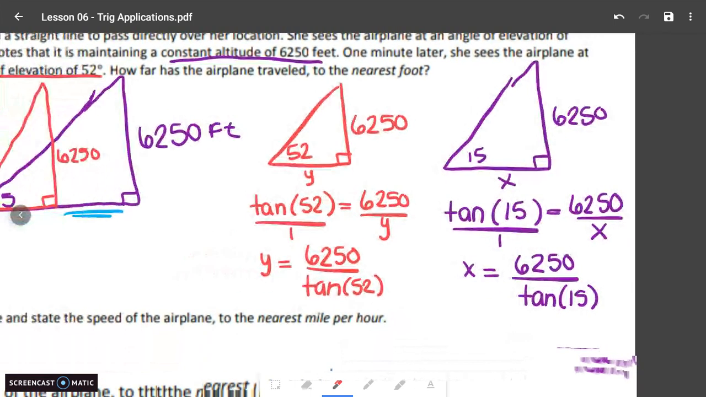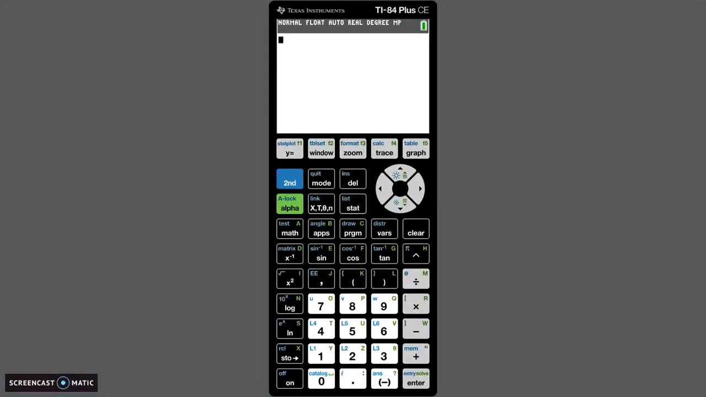So I'm going to plug both of those things right into the calculator. We can use our alpha y equals if we'd like. 6,250 over tangent of 15. And alpha y equals again, 6,250 over tangent of 52. And we take the big one, subtract the smaller one so we can find the distance. You don't want to do small minus big, because if you end up with a negative number, we know we can't have a negative distance. So always big minus small here. And then we end up with 18,442 feet.